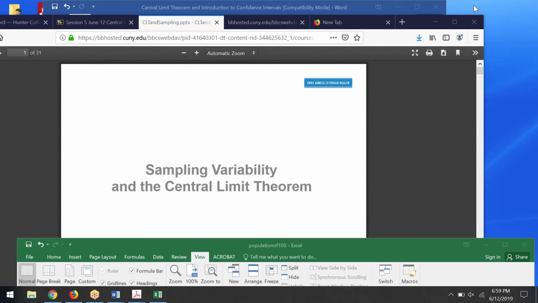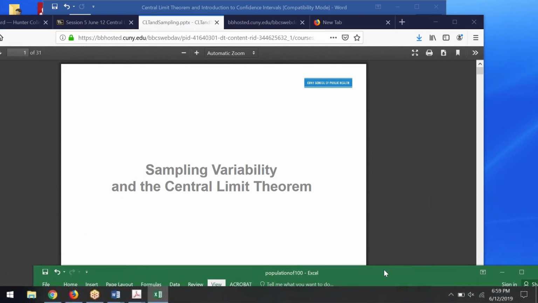Okay, excellent. I want to go through some of the lecture material. There's a PowerPoint on Blackboard, and I just want to go quickly through that before we go back to some additional examples. So what we're talking about here is examining sampling variability, how samples work, and considering the central limit theorem.